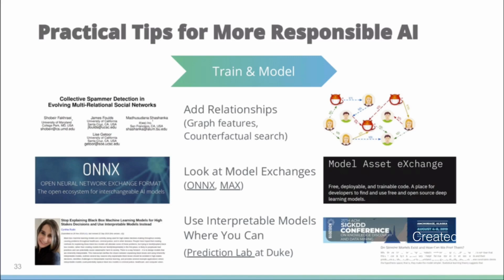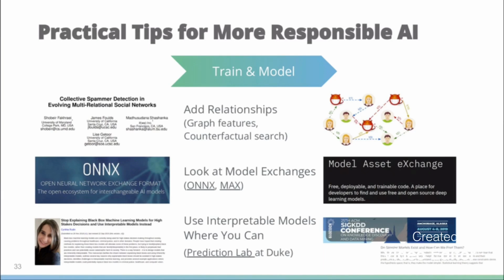The other thing you can do is look at model exchanges. So two examples here, Onyx and Max. What model exchanges help you do is have a way that is maybe not completely tested for your exact scenario, but have a way to have models that have some vetting. If you're just Googling and grabbing a model from somewhere and going with it because it's easy to use, you may not know the underlying logic of that model and have any kind of vetting at all, or anybody looking at it. So just a way to get started with a little bit of a safety net, if you will.